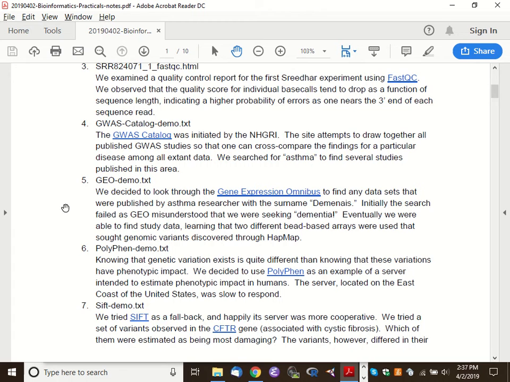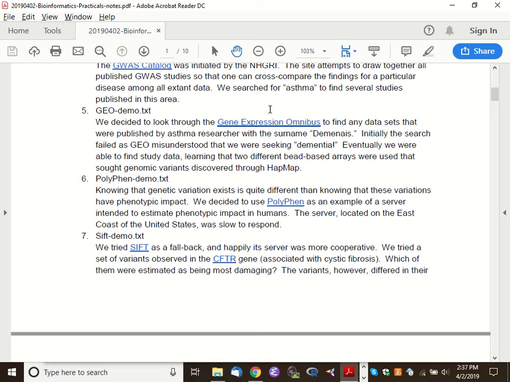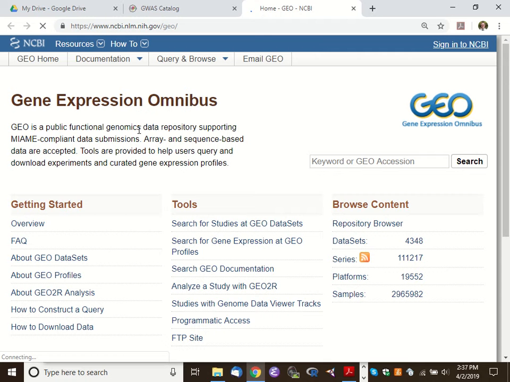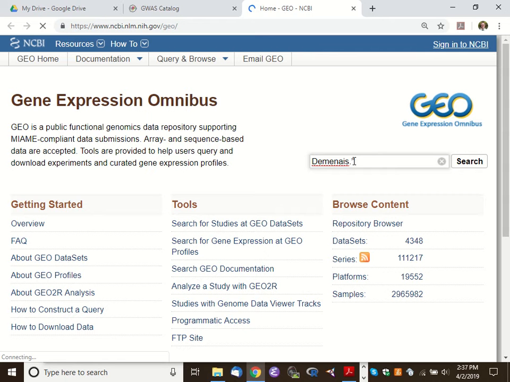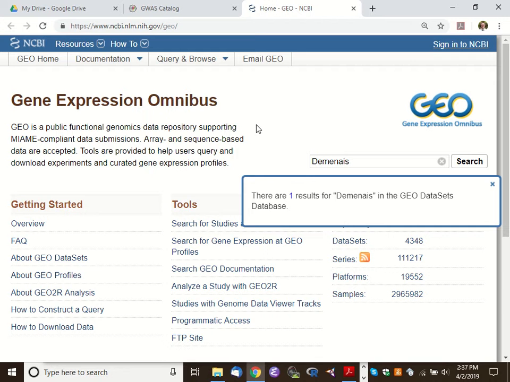Okay, now we are going to go to Gene Expression Omnibus. GEO is one of my favorite repositories, and it has an abundance of very useful information in it. I'm going to close off some of these YouTube tabs. They're not helping us. Okay, Gene Expression Omnibus. Now, I mentioned that we wanted to look for somebody with the name Demene, who has been doing some interesting work in asthma. So I'm going to just start by typing in Demene. All right, and I run my search. Well, it's got one result. Is it going to show me?